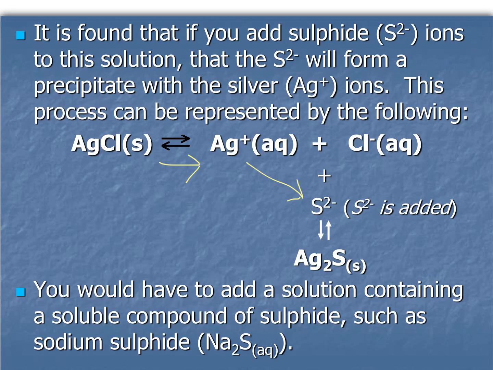You would have to add a solution that would contain a soluble compound with that sulfide in order to have these free-floating sulfides. So sodium sulfide, potassium sulfide, ammonium sulfide. Those would be the three really good options for this.